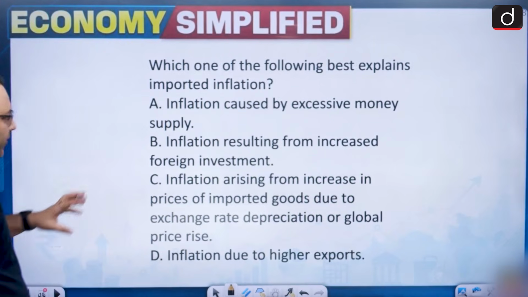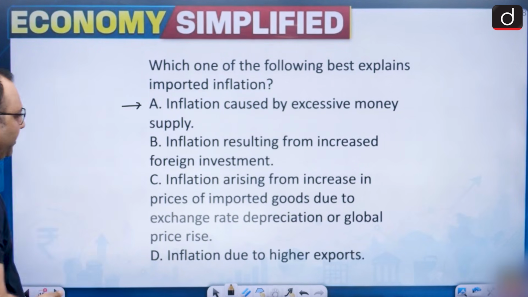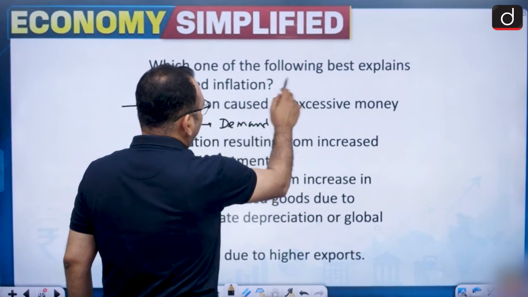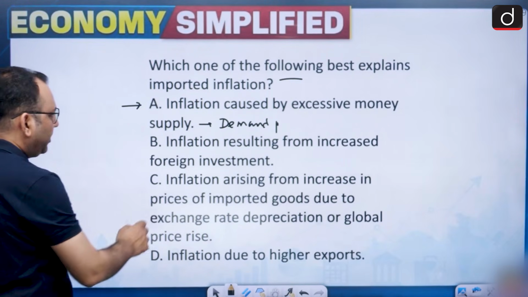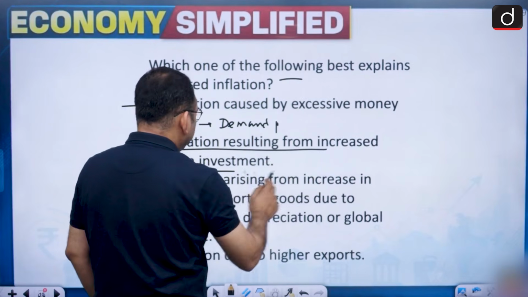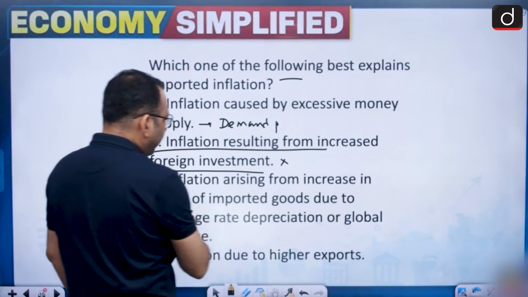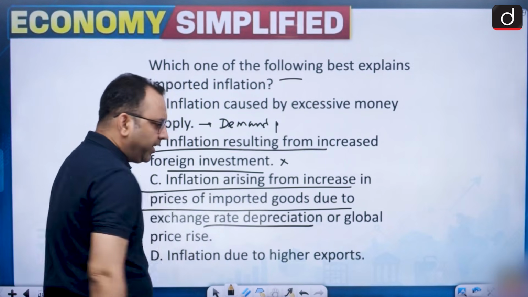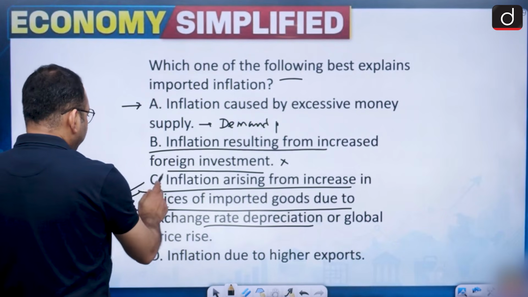One question we have: what is the concept of imported inflation? The first statement is inflation caused by excessive money supply. This is called demand pull inflation, not imported inflation, right? Inflation resulting from increased FDI is not the concept. But inflation arising from an increase in the prices of imported goods is true, because of the exchange rate depreciation we just saw. So this is the correct answer.